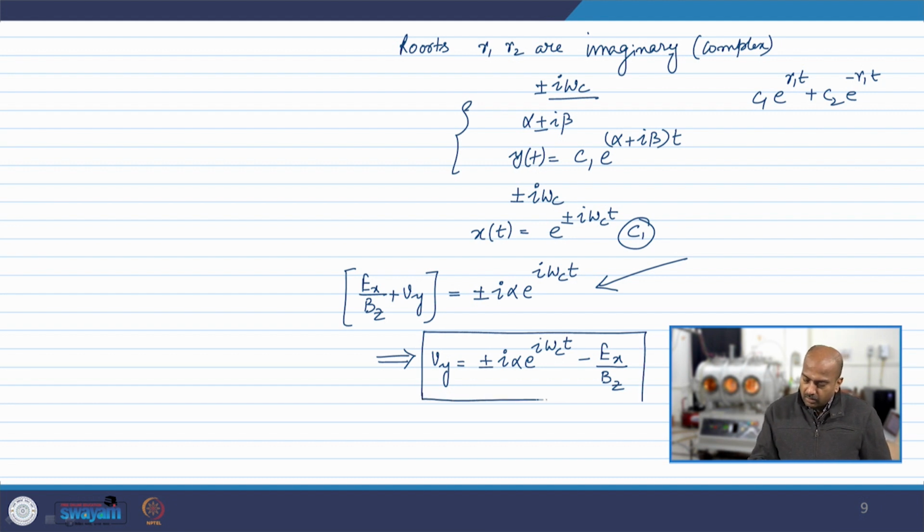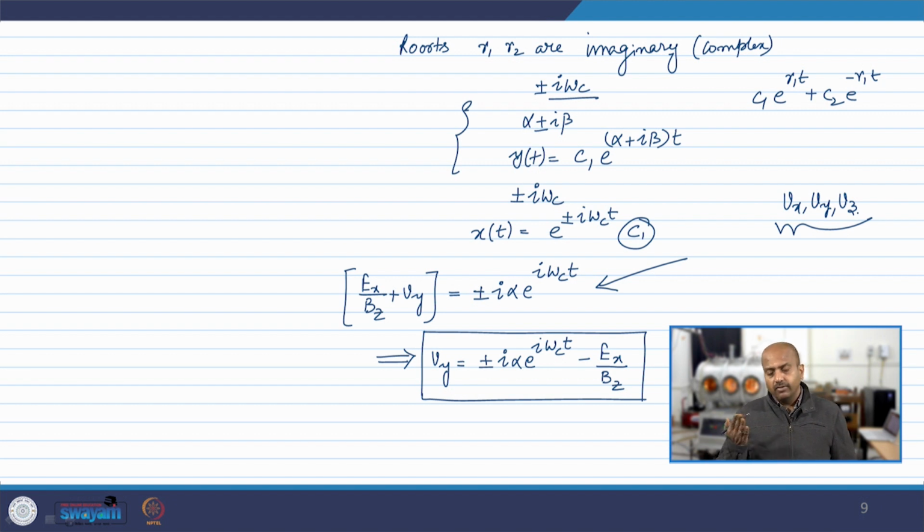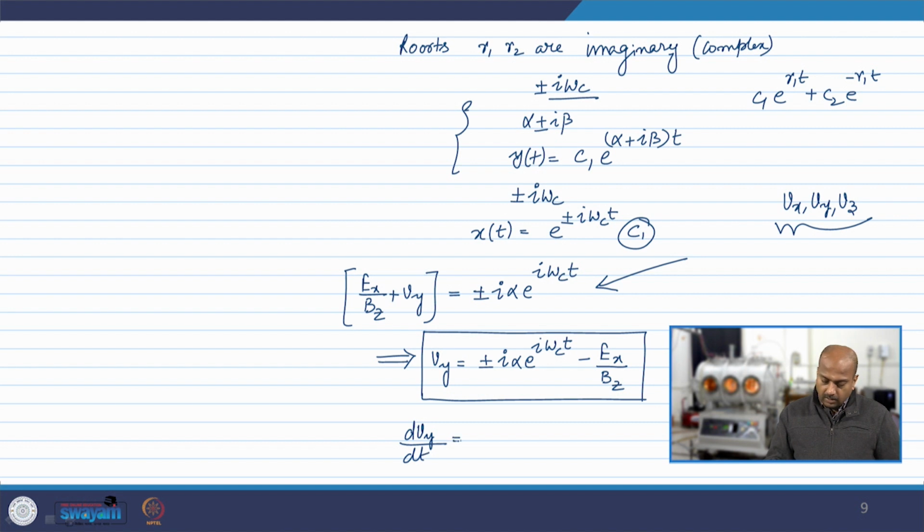We have the system of 3 second order differential equations in Vx, Vy and Vz, right. If we solve these 3 equations, we will get the solutions which will describe how the particle is moving as a function of electric and magnetic fields. Now, we have to find out what is the x. Okay. Let us say we take dVy by dt, which will become plus minus i times i omega c, just a derivative of this, times alpha e to the power of i omega c t minus 0, right.